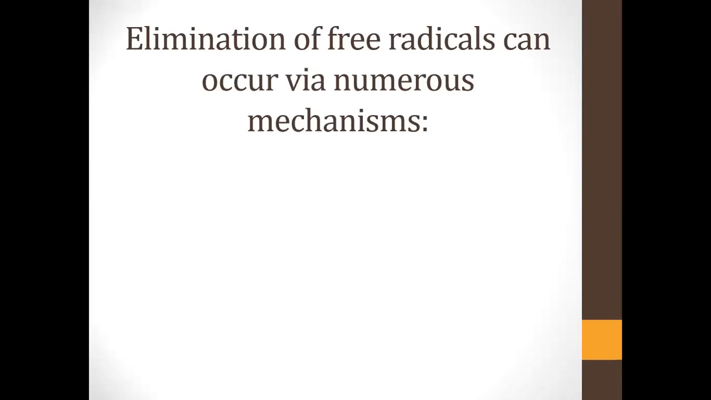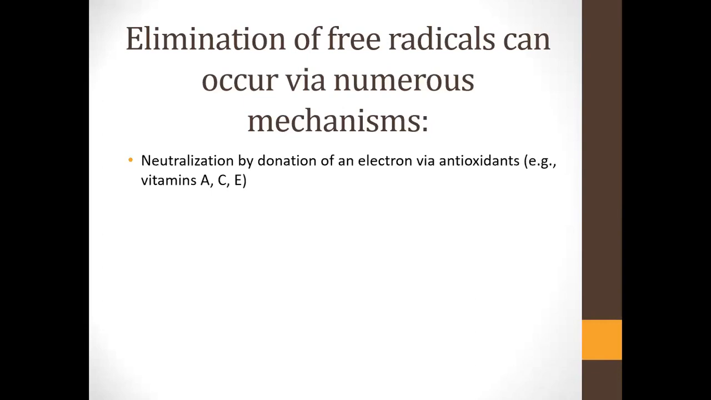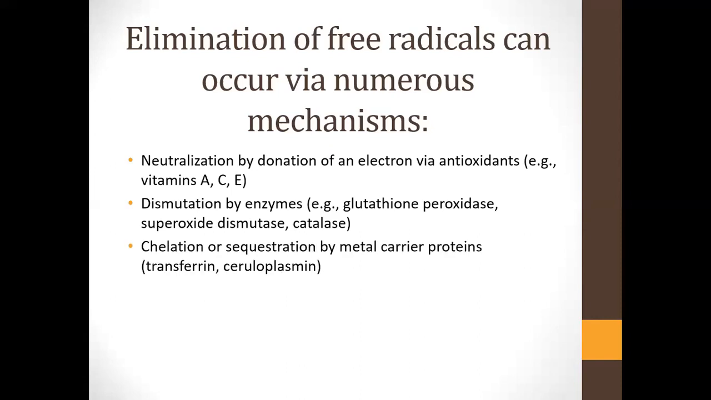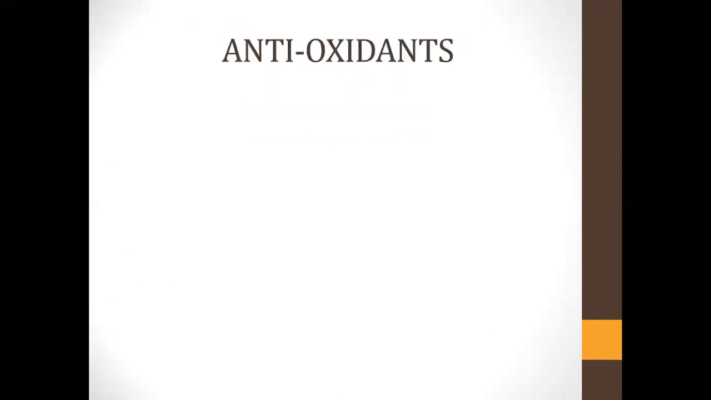How do we eliminate free radicals? It occurs via numerous mechanisms. One of them is neutralization by donation of an electron via the antioxidant. Examples are vitamin A, C, and E. Then we have dismutation enzymes, such as glutathione peroxidase, superoxide dismutase, and catalase. Chelation or sequestration by the metal carrier proteins, transferrin and ceruloplasmin, which hold the iron and copper ions. And finally, the spontaneous decay.